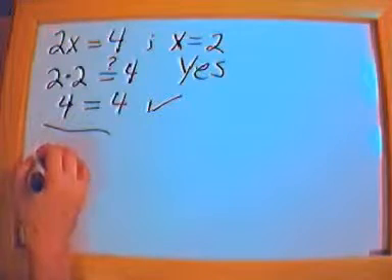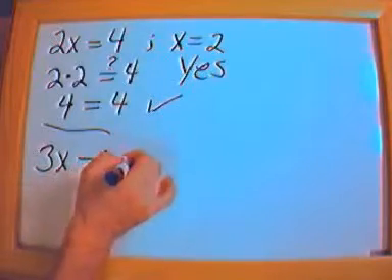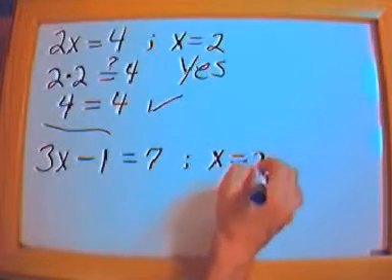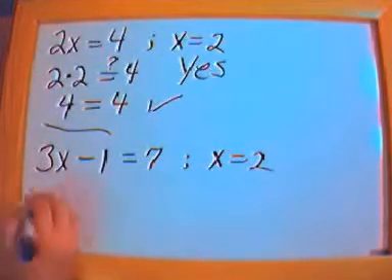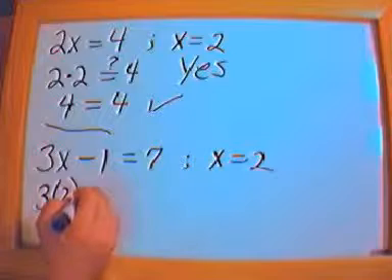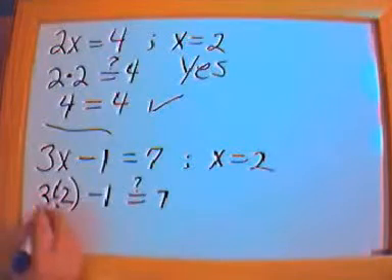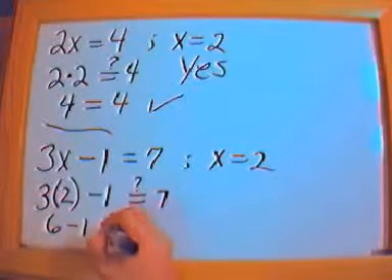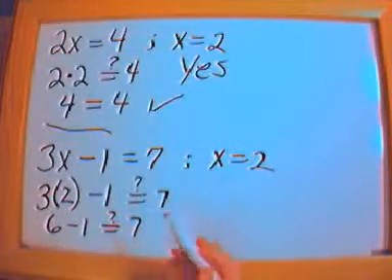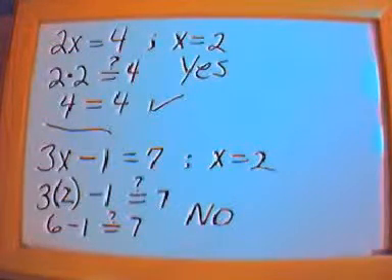Let's do something slightly more complex. Let's say we have 3x minus 1 equals 7, where x is equal to 2. Let's see if that's a solution to this equation. So we'll just plug it in. 3 parentheses 2, which is the same thing as 3 dot 2, 3 times 2, minus 1 equals, with a question mark, 7. 3 times 2 is 6, minus 1 equals, with a question mark, 7. And because obviously 6 minus 1 is 5, this is not equal to 7, and so x equals 2 is not a solution of the equation.